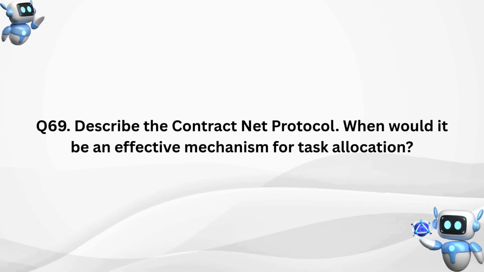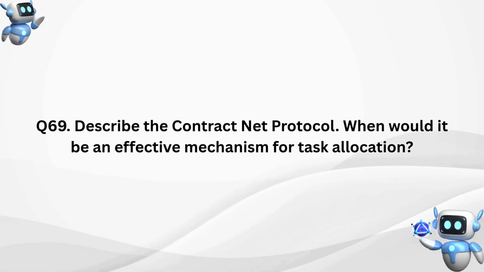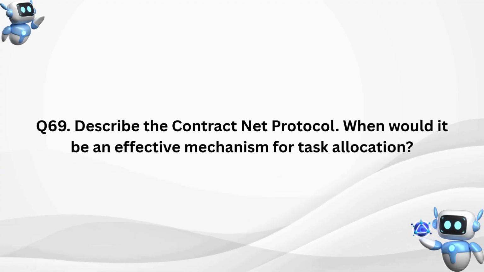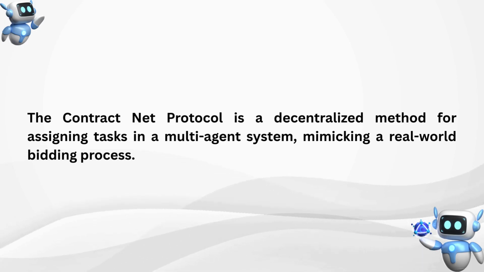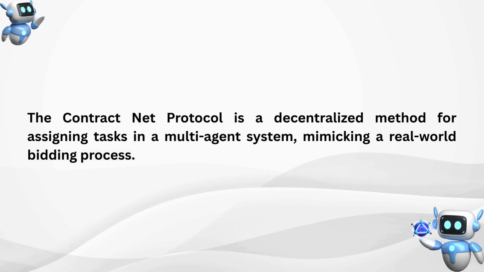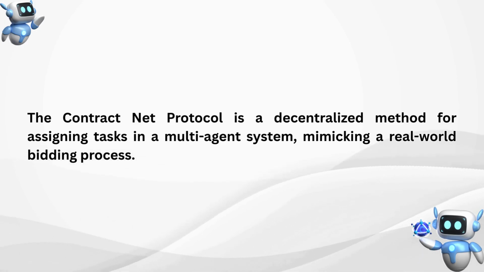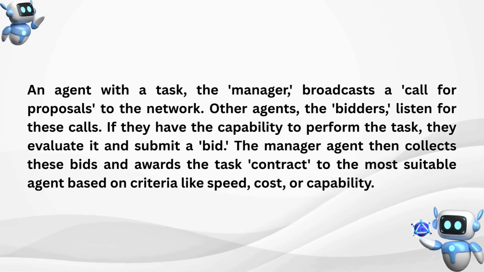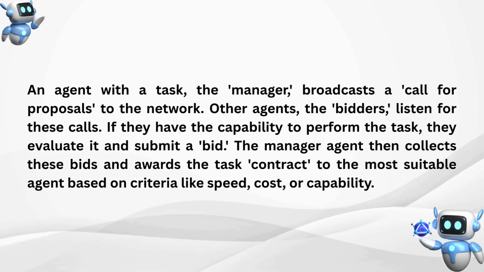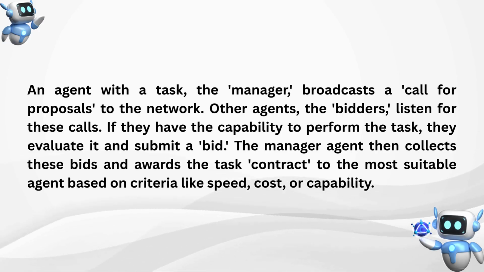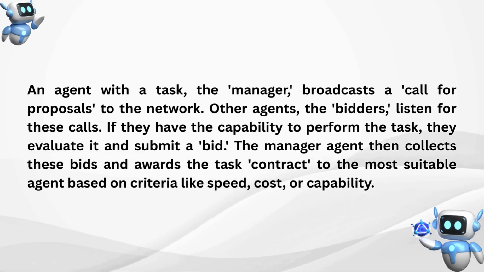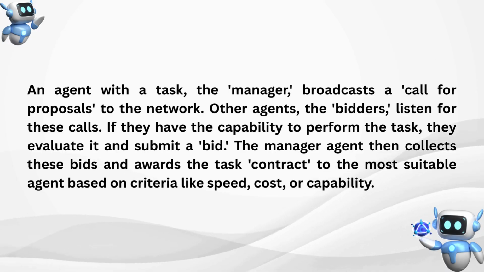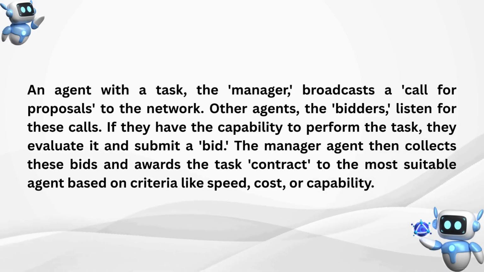Describe the contract net protocol. When would it be an effective mechanism for task allocation? The contract net protocol is a decentralized method for assigning tasks in a multi-agent system, mimicking a real-world bidding process. An agent with a task, the manager, broadcasts a call for proposals to the network. Other agents, the bidders, listen for these calls. If they have the capability to perform the task, they evaluate it and submit a bid.